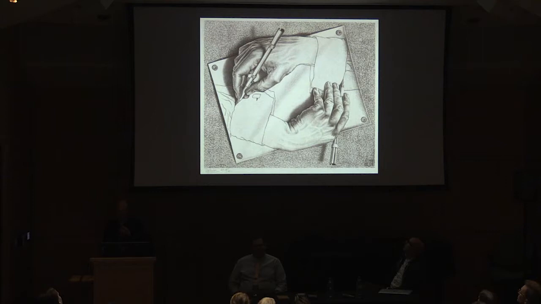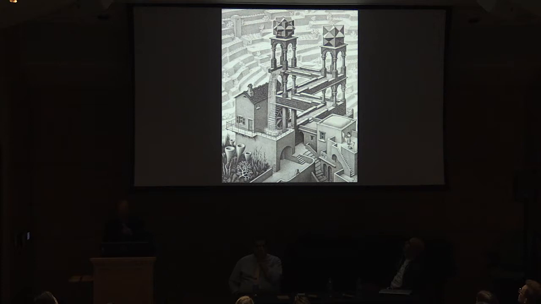Although the lithographs are far outnumbered by relief prints, some of his most famous images are lithographs, like Drawing Hands from 1948, and finally Waterfall, 1961. M.C. Escher was really a remarkable printmaker. The skill with which he created images, the detail, and the different processes that he used is really quite remarkable. And the printing is really at a high level.